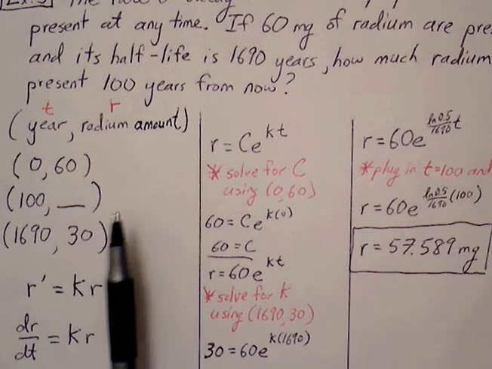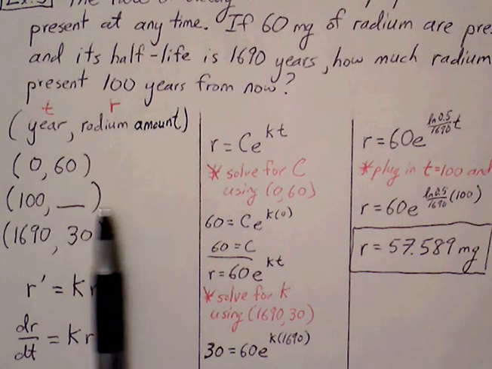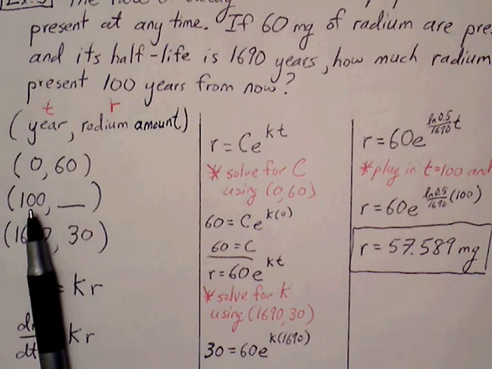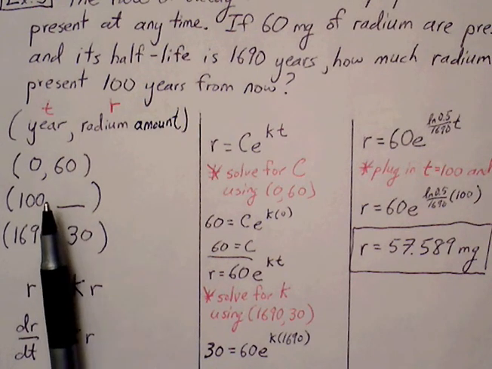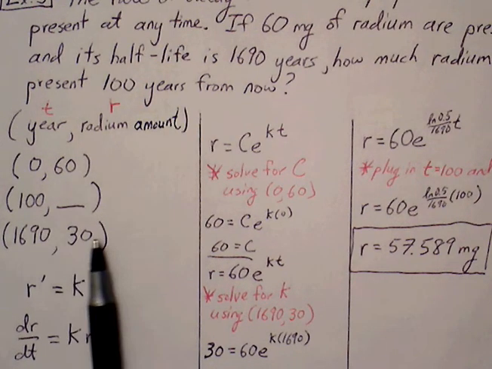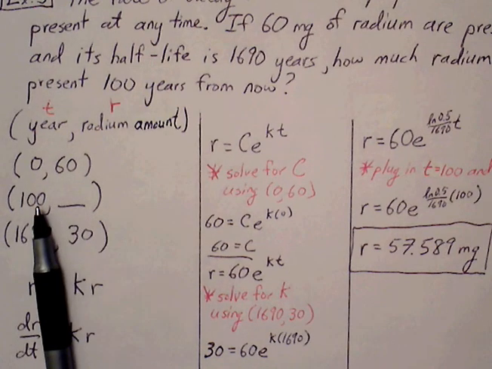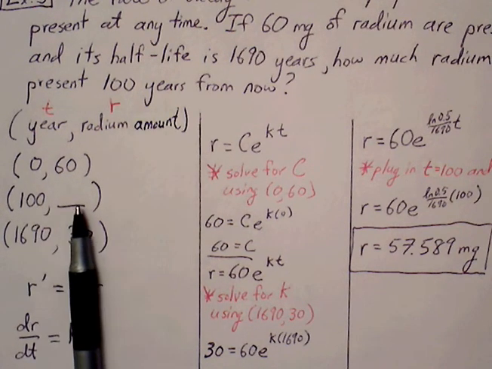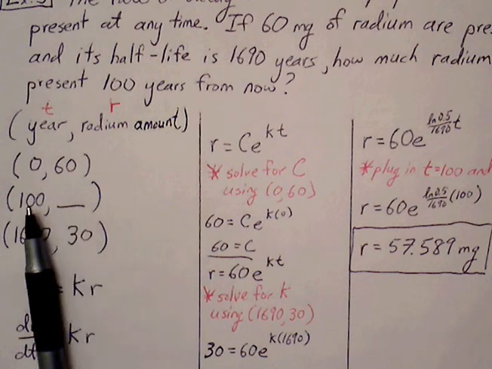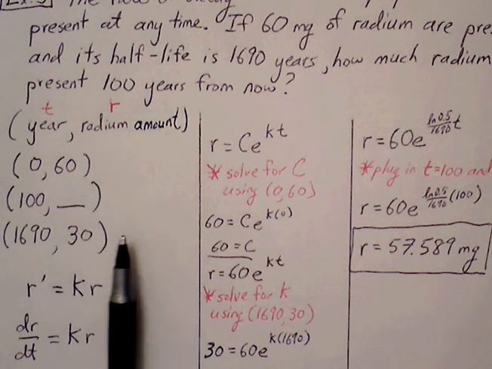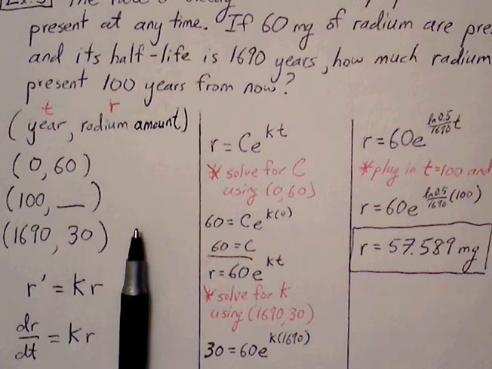And the question is asking how much radium will be present after 100 years. So we have a couple of ordered pairs that we can use to help us write our specific equation. And then once we have our specific equation, we can plug in 100 for t and solve for r, the amount of radium after 100 years. Okay, so let's create our differential equation now.